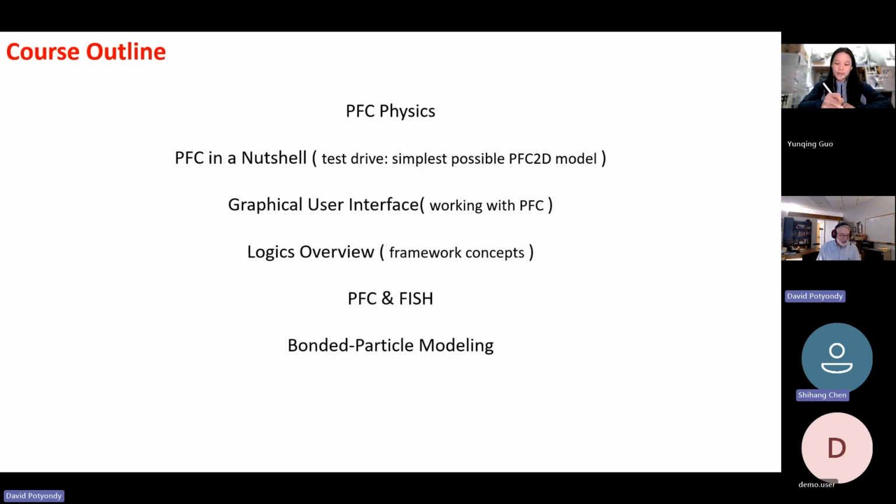Then we're going to introduce this embedded scripting language, which we call FISH.